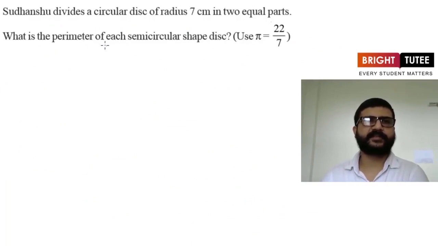Now here is the last question of this session. The question is, Sudhanshu divides a circular disc of radius 7 centimeters into 2 equal parts. What is the perimeter of each semicircular shape disc? We have to use pi as 22 upon 7.